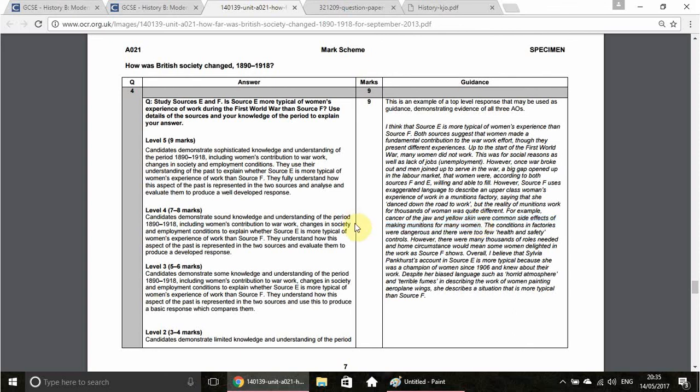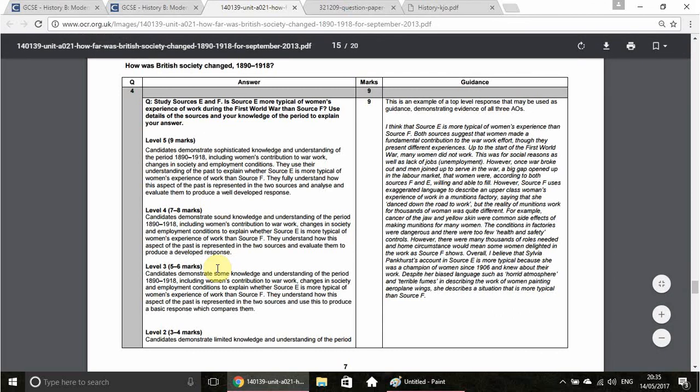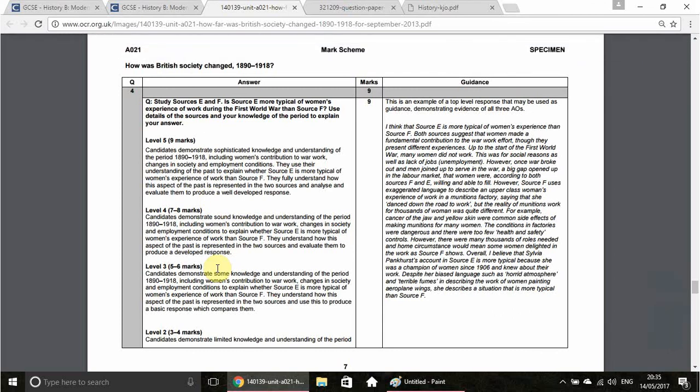Okay, so the difference between the different levels on the mark scheme are essentially how well you're able to articulate what you know was going on at the time and which one matches it better. So you need to talk about the people that wrote it in order to show that you fully understand how the past is represented in each source. So you need to talk about the NOP if you're going to get 9 marks.